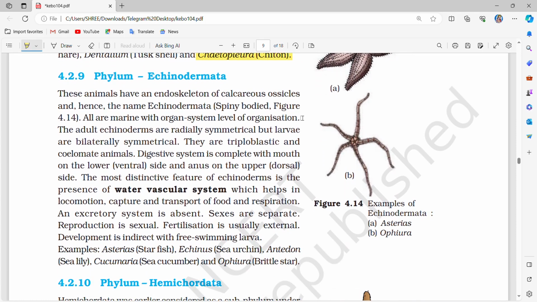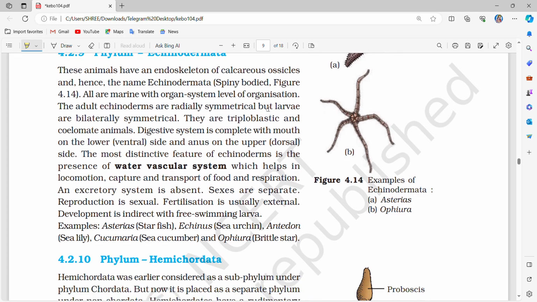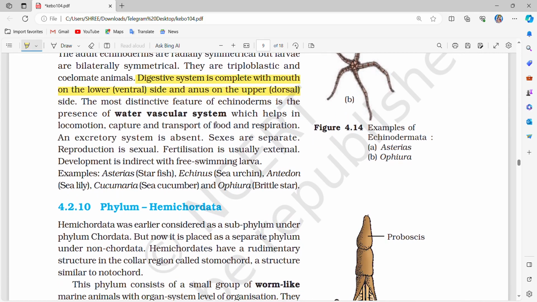4.2.9 Phylum Echinodermata. These animals have an endoskeleton of calcareous ossicles and, hence, the name Echinodermata, spiny-bodied, Figure 4.14. All are marine with organ system level of organization. The adult echinoderms are radially symmetrical, but larvae are bilaterally symmetrical. They are triploblastic and coelomate animals. Digestive system is complete with mouth on the lower, ventral, side and anus on the upper, dorsal, side.